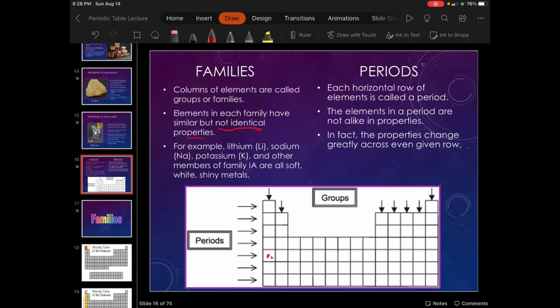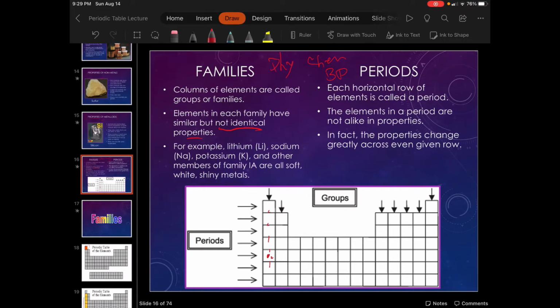For example, lithium, sodium, and potassium and other members of family 1A are all soft, white, shiny metals. So all of these exhibit specific and yet similar properties, okay? And you could tell that based on their position on the periodic table. This will come into play when we talk about how certain elements and certain compounds and molecules have specific physical properties as well as chemical properties like boiling points, melting points, different things like that.